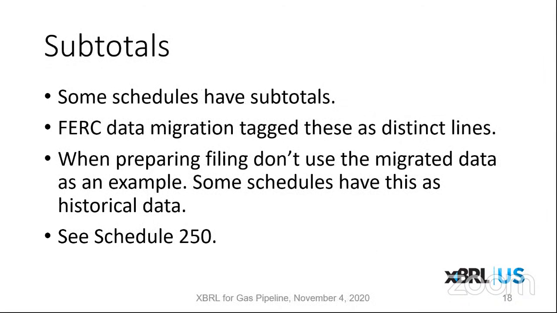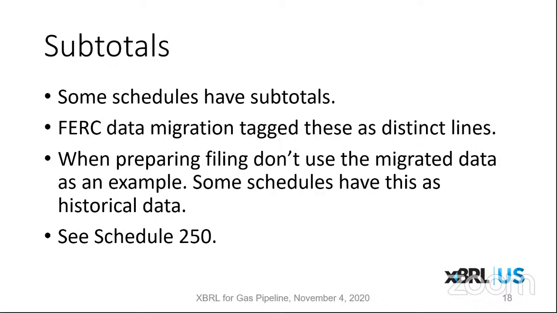Subtotals, just to make you aware of this, some schedules do have subtotals. When the FERC data was migrated, we didn't know which lines were subtotals. So there was no way to tell. It's just a text string. So what happened is all of those items came across as an individual sequence. So on the migrated data, there will be validation. If you validated the migrated data, you will find that there are validation errors. And the reason for this is because the subtotals get counted twice.